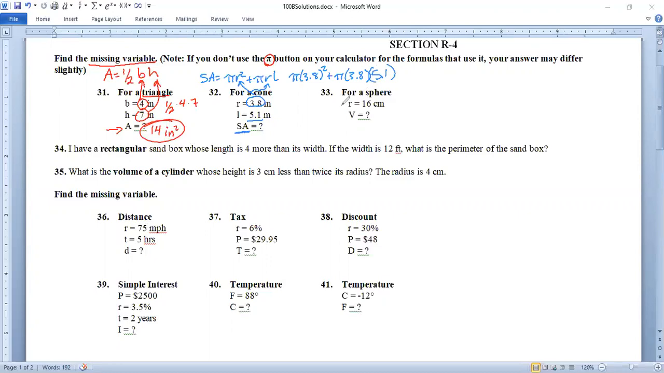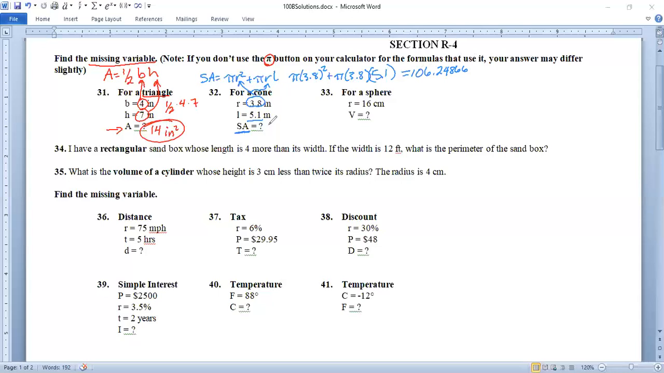And let's see if we can get this. I'll plug it in the calculator I have here. Pi times 3.8 squared plus pi times 3.8 times 5.1. Punch that all in, and it comes out to be 106.2486, 24866, and it keeps going on for a while there.